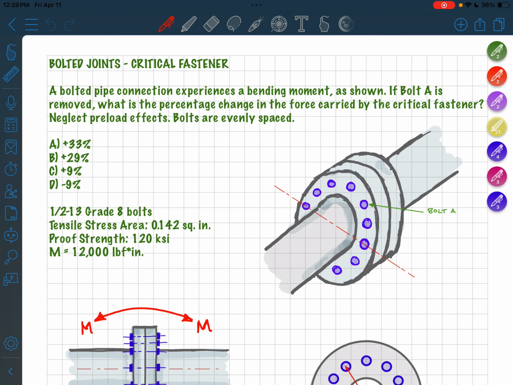Today's topic, bolted joints, the critical fastener. All right, so like usual, we're going to go through a quantitative problem. We're going to solve it together. Then we're going to break it down and see what makes it a PE level problem. So let's get into it.